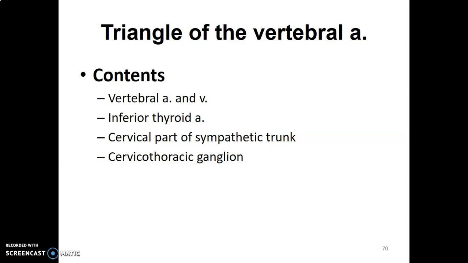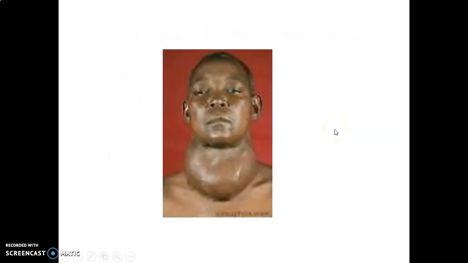Now, the inferior cervical ganglia, together with the first thoracic ganglia, sometimes are joined to form the stellate ganglion, and this is the cervicothoracic ganglion. So the triangle of vertebral artery has vertebral artery and vein, inferior thyroid artery from thyrocervical trunk of the subclavian artery, cervical part of the sympathetic trunk, and the cervicothoracic ganglion.